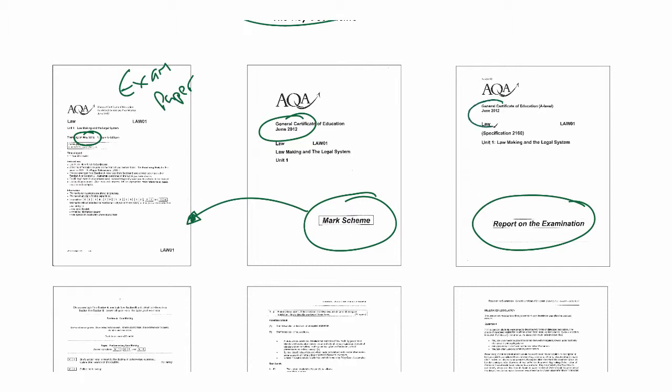You can see again, it's the June 2012 one. We know it's the right specification. We're looking at Unit 1, Lawmaking in the Legal System. All of these 3 documents together go hand in hand. They all relate to one another.